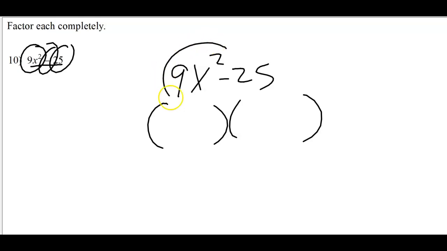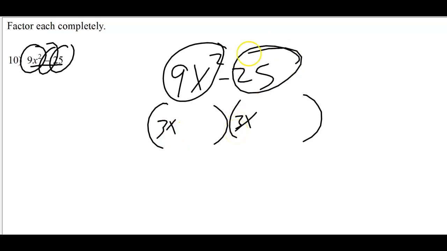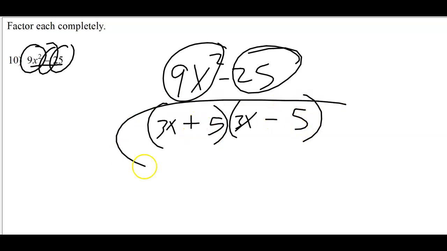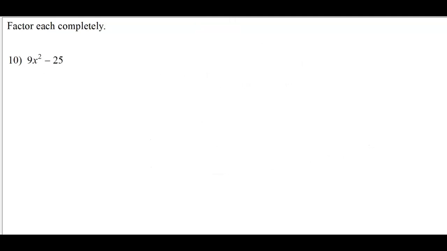So for instance, what times itself makes 9x squared? Well, that would be 3x and 3x. What times itself makes 25? That would be 5 and 5. You make one a plus, you make one a minus, and you're all done. Much nicer than the box method. Let's go ahead and take a look at another problem.